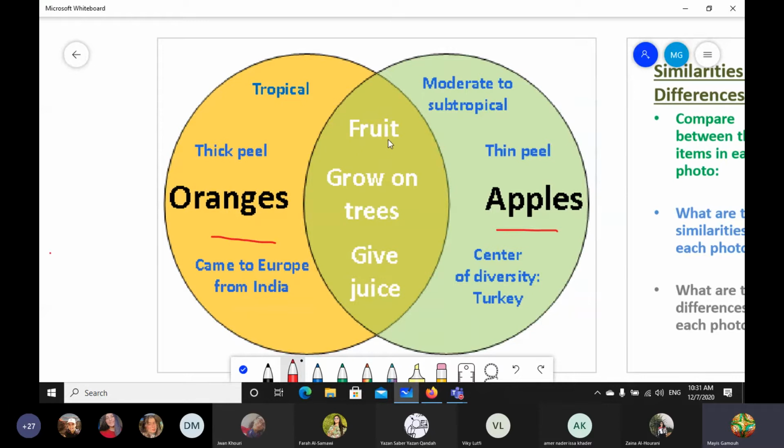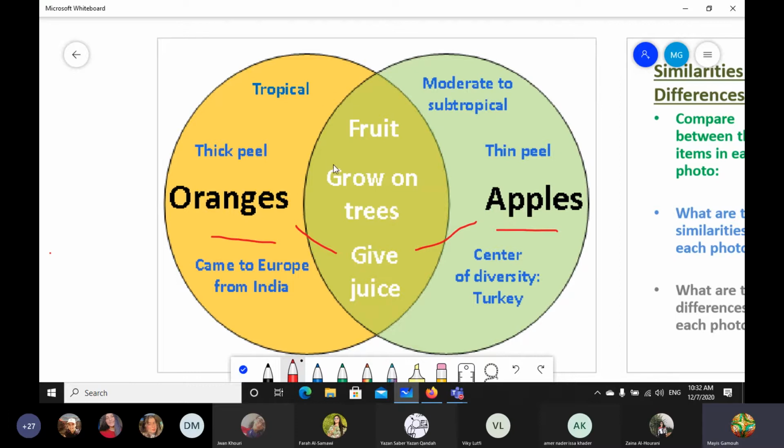They are in common, all right? They are both kinds of fruit. I didn't say that orange is a fruit and apples is a kind of maybe meat or a vegetable, all right? They are both, see, I use the term both, kinds of fruit. They both grow on trees, so they have the same characteristics. They both grow on trees, and they give me juice, right? So we have orange juice and we have apple juice.